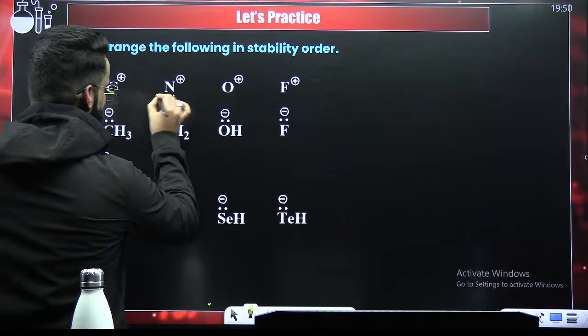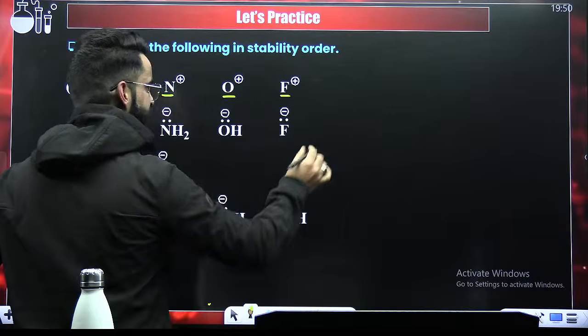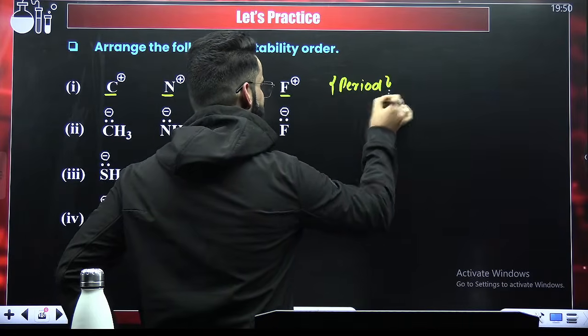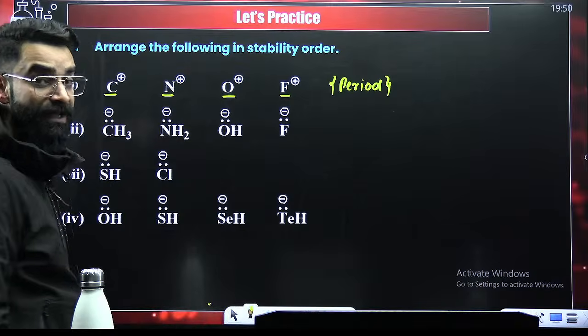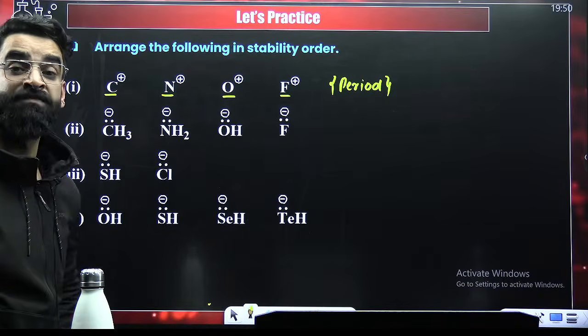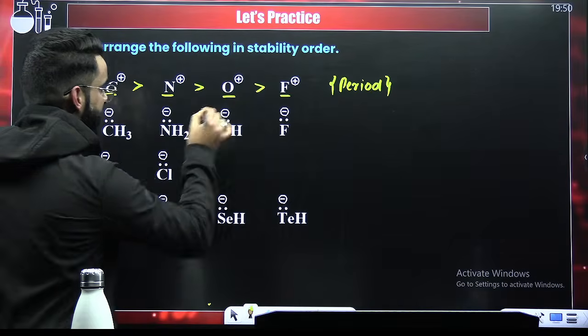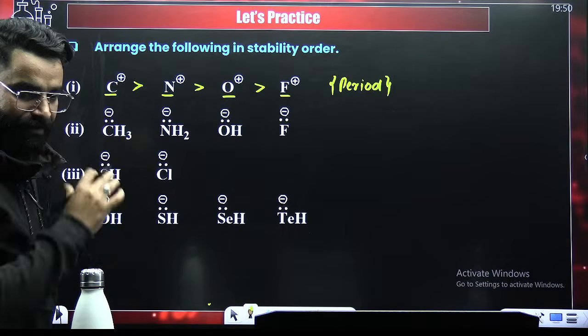Carbon carrying positive, nitrogen carrying positive, oxygen carrying positive, fluorine carrying positive. They belong to the same period, and in the period, we give our answer in terms of electronegativity. We know positive charge is more stable on a less electronegative element. Carbon is least electronegative, so positive charge will be more stable on carbon. Done?